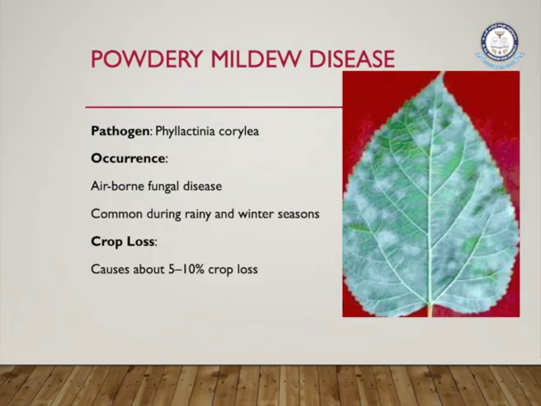Now another disease called powdery mildew. Here it is also caused by a fungus, named Phyllactinia corylea. Here also it is due to airborne fungal infection. It is very common during the rainy season followed by the winter season. Here also 5 to 10% of your crop will be lost.